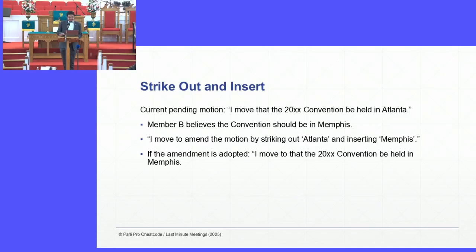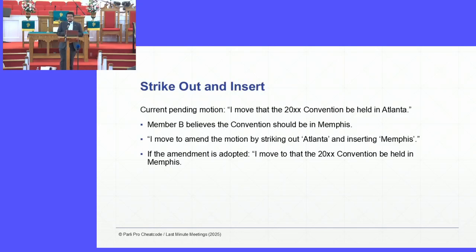And so let's just say the motion is, I move that we hold the convention in Atlanta. But member B says, I think the convention should still be in Memphis because Memphis has better barbecue than Atlanta. And I want to have barbecue after our business meetings. And so my motion, I move to amend the motion by striking out Atlanta and inserting Memphis, right? And then someone seconds it. Now you're debating the wisdom of whether or not to hold the convention in Memphis versus Atlanta.